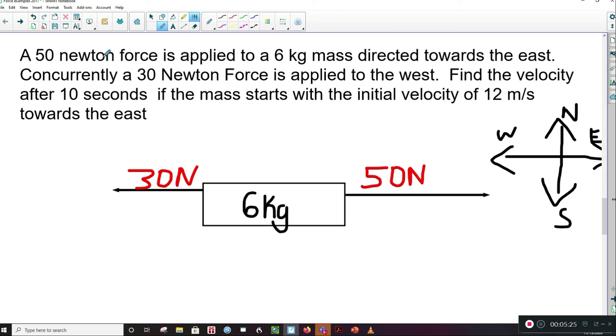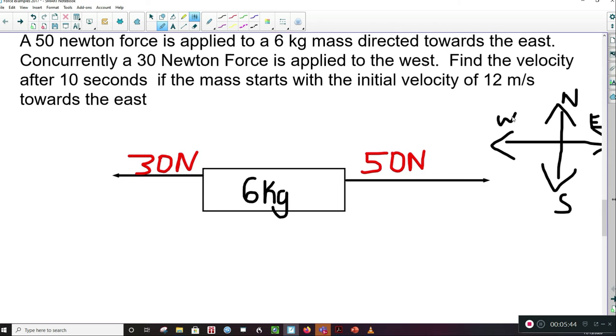It says here a 50 Newton force is applied to a 6 kilogram mass directed towards the east. Concurrently, now remember, concurrently means at the same time, a 30 Newton force is applied to the west. Find the velocity after 10 seconds if the mass starts with an initial velocity of 12 meters per second towards the east. There's a lot going on in this problem, so we're definitely going to want to write down our givens and unknowns.